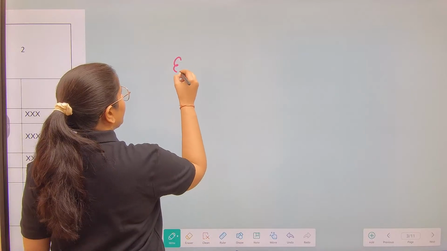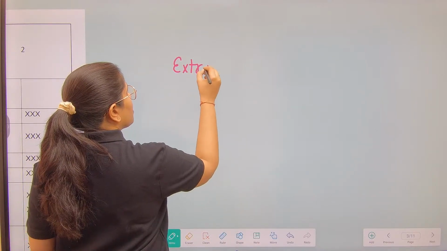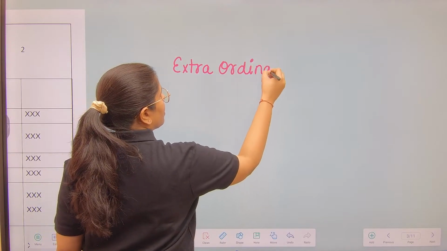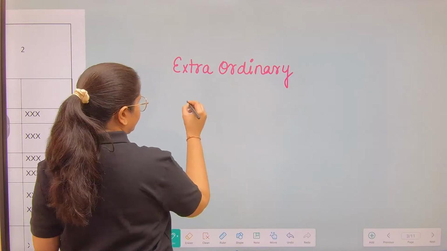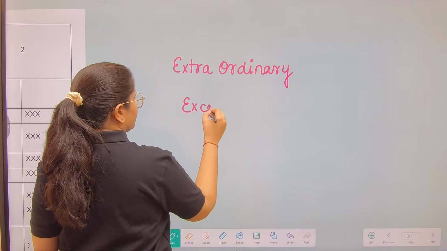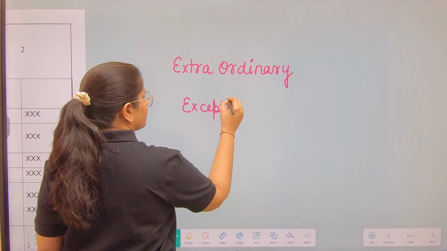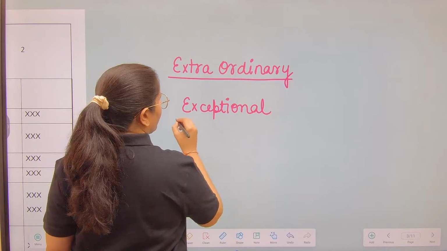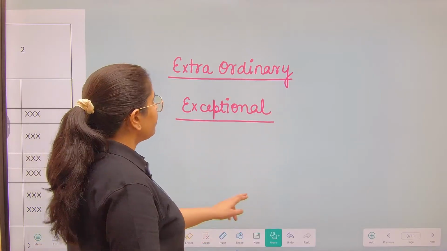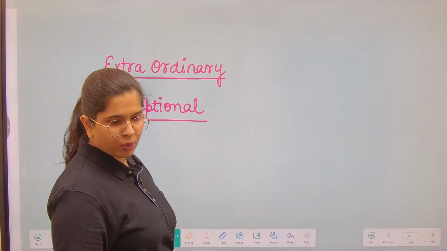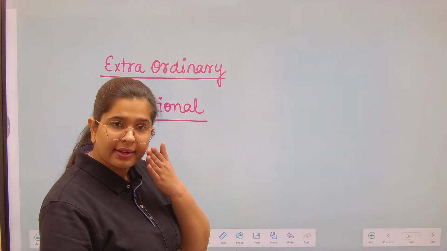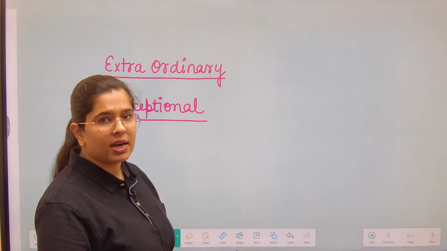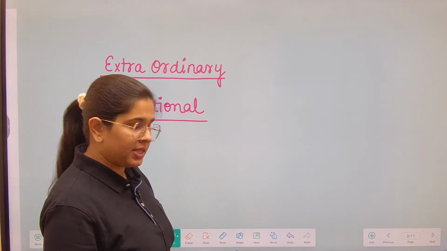First one is extraordinary, and then exceptional. It is important to understand the difference between both of them, because sometimes we do not understand the difference, and these particular terms have been used so many times in accounting. So what does extraordinary mean?